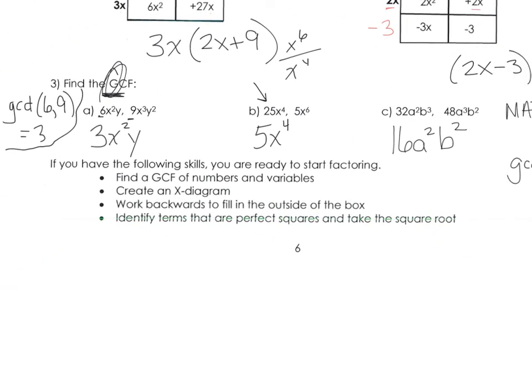Okay, if you have the following skills, you are ready to start factoring. Finding a GCF of numbers and variables. We just did it. Creating an X diagram. We just did that above. Working backwards to fill in the outside of the box. Check. Identifying terms that are perfect squares and take the square root. All right, let's start factoring. We're moving to the next page.